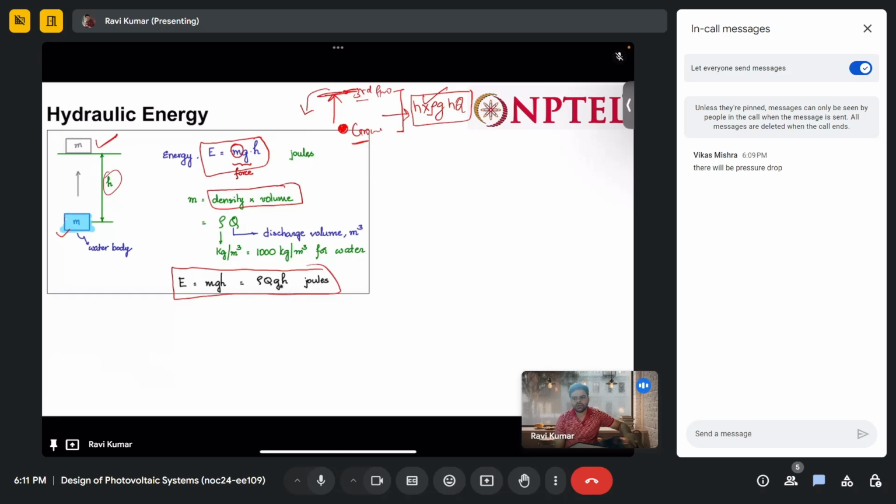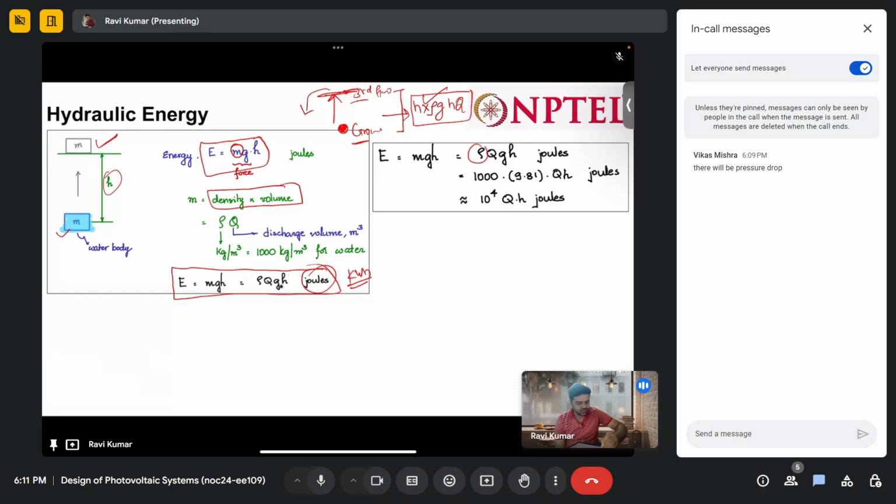So this is all about the hydraulic energy, but here it is given in joules and we are working in kilowatt hour, because in the solar PV system we are also calculating everything in kilowatt hour, so we will convert this into kilowatt hour as well. Rho is fixed for water, that is 1000, g is this one, Q and h are the properties of water which will be taken. Q is the volume and h is the height. So this is the formula for our energy.